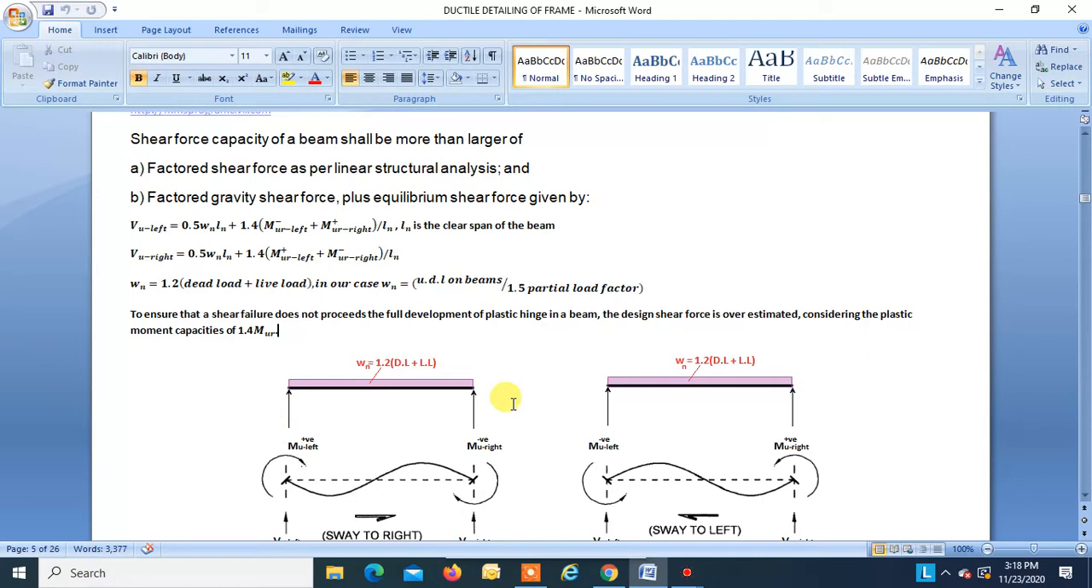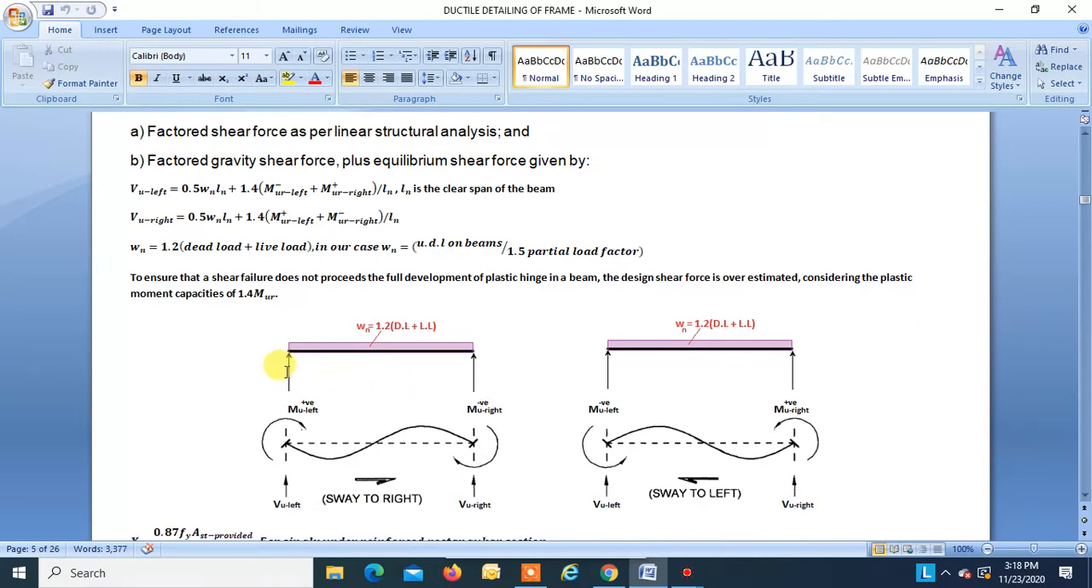Over here, first we have to consider the beam as simply supported, and which is loaded with a load Wn, which is equal to dead load plus live load. These are working loads into load factor 1.2, right? So through this you will get a shear force Vu left that is equal to 0.5 Wn into Ln, where Ln is the clear span of the beam. Okay, Ln is the clear span of the beam.